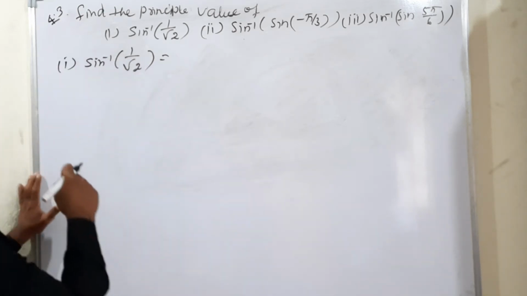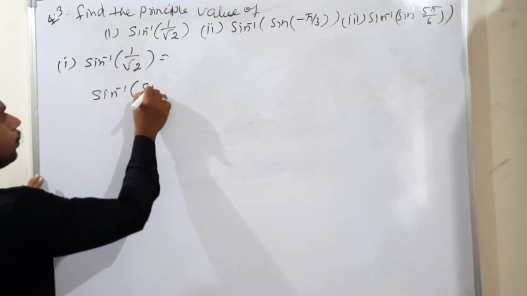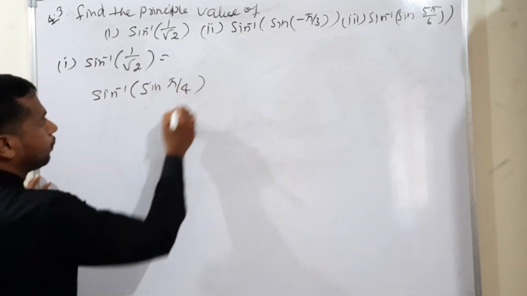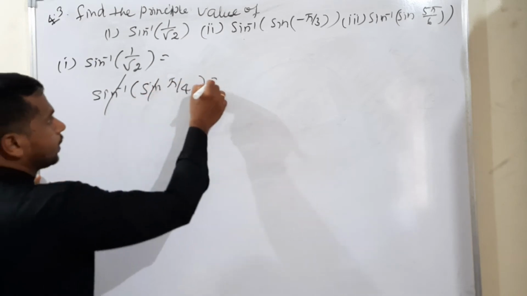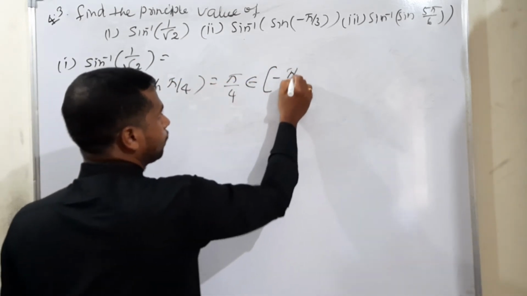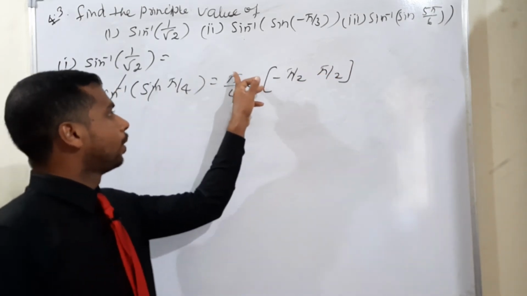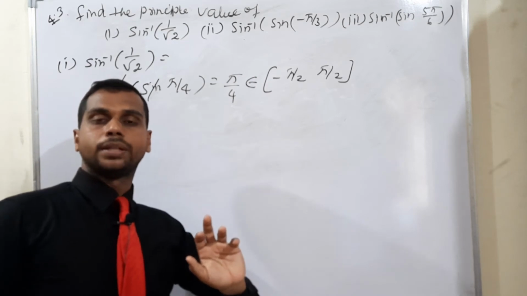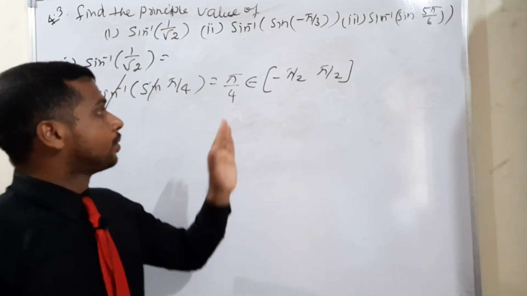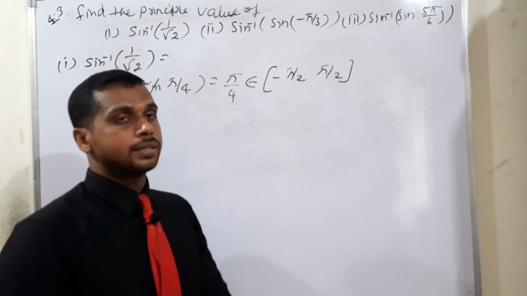So sine inverse, instead of 1 by root 2, we can write in radians sine pi by 4. Therefore, sine inverse sine cancel means pi by 4. Definitely it belongs to negative pi by 2 to positive pi by 2. So pi by 4 means 180 divided by 4, which is definitely 45, isn't it? So 45 lies on minus pi by 2 to positive pi by 2. Therefore, the first answer is pi by 4.